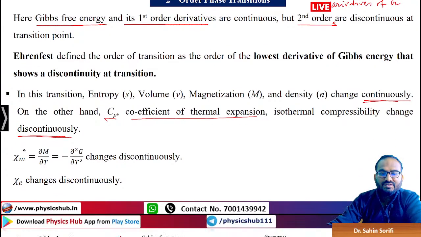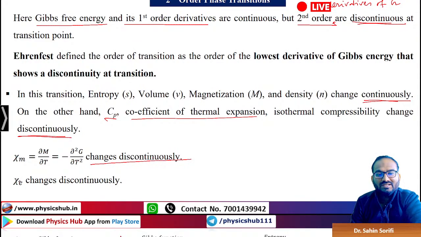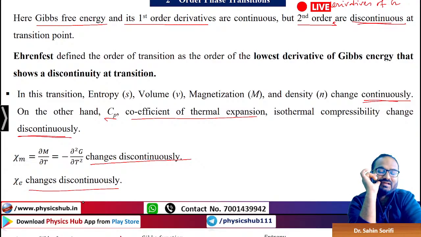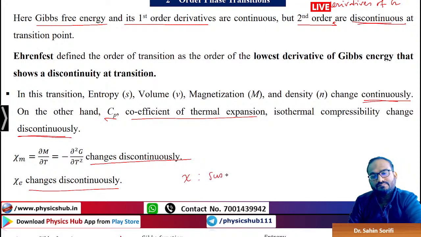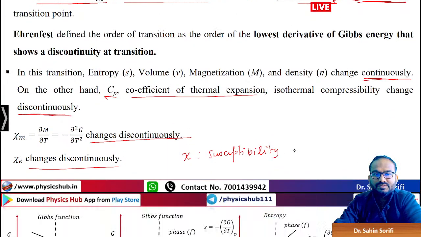Chi m is equal to del m by del T, equal to minus del square G by del T square. This is the second order derivative of G, so they will change discontinuously. Chi e, this also changes discontinuously. Chi e for electric, m for magnetic. Chi m is the magnetic susceptibility, chi e is the electric susceptibility. This PDF I will share in the course folder, so don't worry.